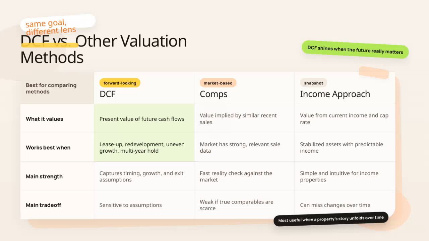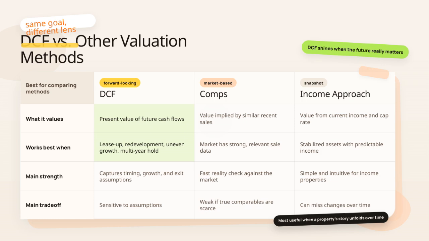Here we compare the discounted cash flow method, or DCF, with other common valuation approaches. The key idea is that all these methods aim to determine value, but they look at it through different lenses. DCF really shines when the future matters. For example, with properties undergoing lease-up, redevelopment, or uneven growth over multiple years. It's forward-looking, capturing timing, growth, and exit assumptions in detail.